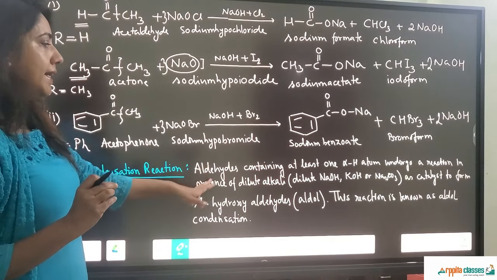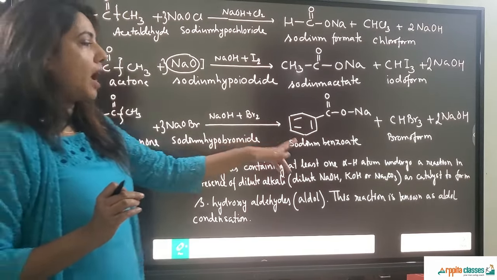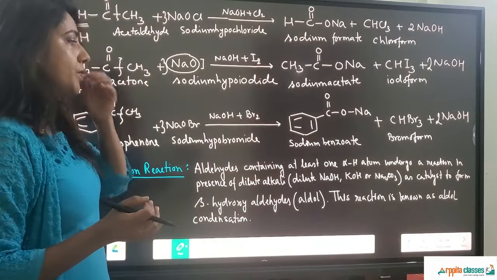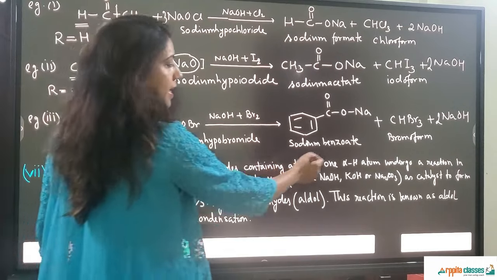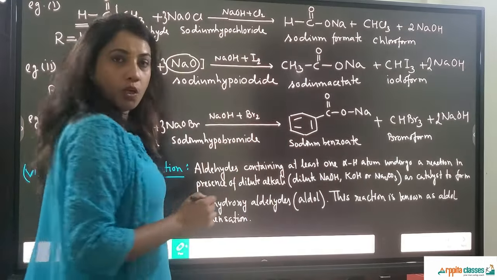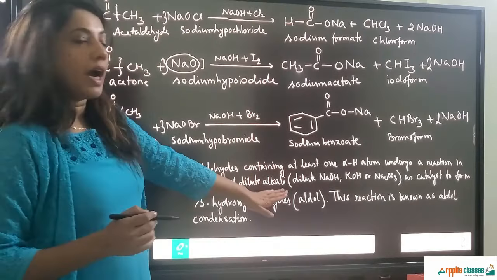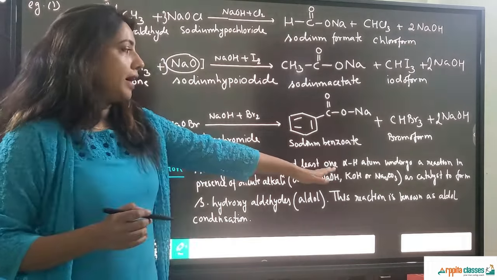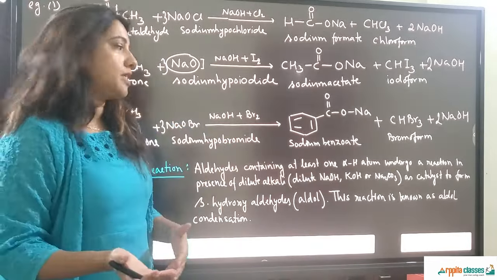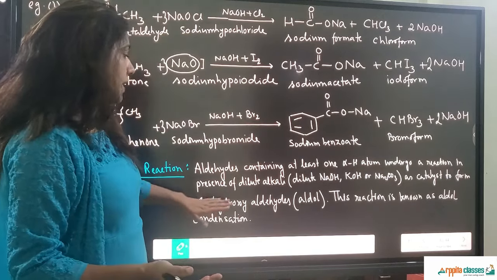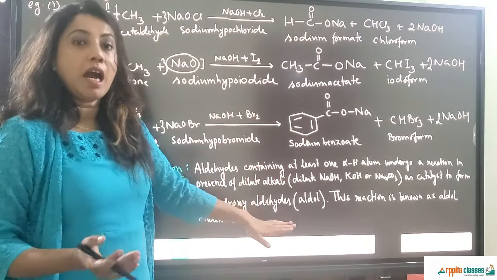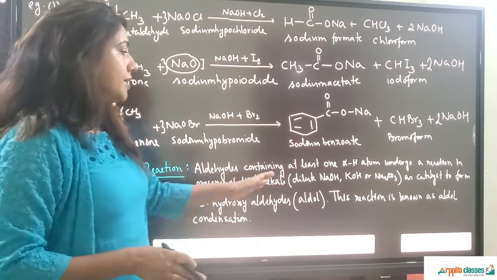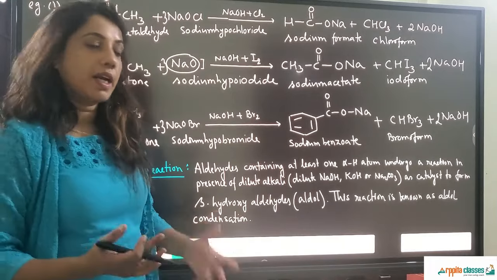It's saying that aldehydes containing at least one alpha hydrogen atom, I'll explain to you what an alpha hydrogen atom is, undergo a reaction in presence of dilute alkali. That alkali could be NaOH, KOH, or Na2CO3, which acts as a catalyst basically, and it forms a beta-hydroxyaldehyde, which in common is called aldol. And this particular reaction is known as aldol condensation.